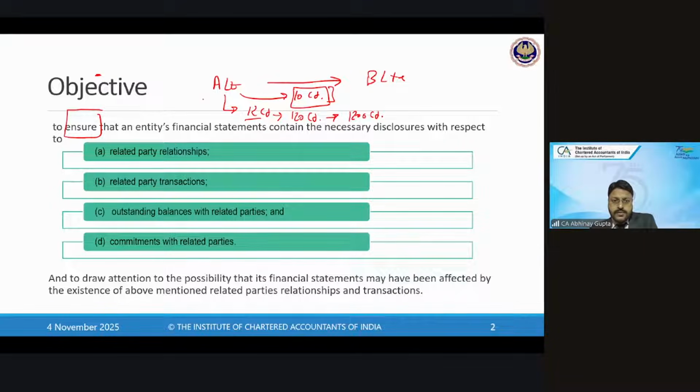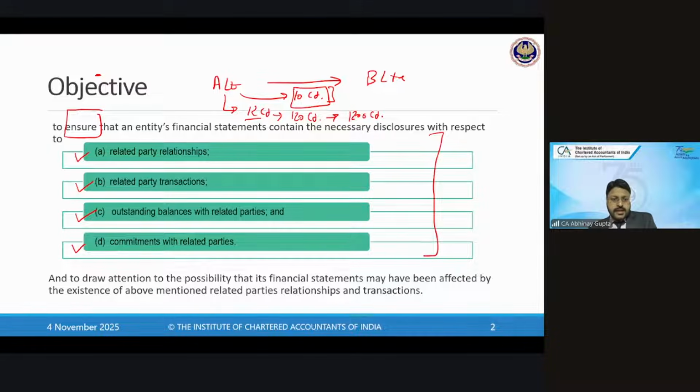So the core objective of the standard is to ensure that an entity's financial statements contain the necessary disclosure with respect to related party relationships, related party transactions, outstanding balance at the reporting date, and any other commitments which they have entered into with each other to perform in upcoming periods, for future periods, right? So any commitments disclosure, right? So these are the core objectives of this standard, which this standard wants us to achieve, right?